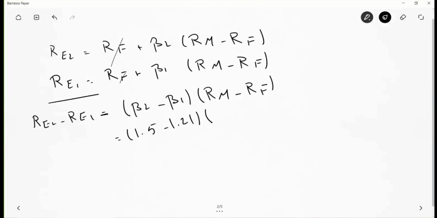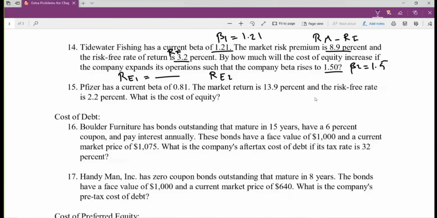And I have the market risk premium, which is 8.9%. I do not need the risk-free rate. I need the risk-free rate if I have applied the first approach. So for this question, even if you do not have the risk-free rate, you can still compute the increase in the value of the cost of equity.